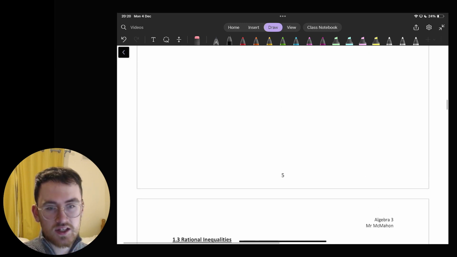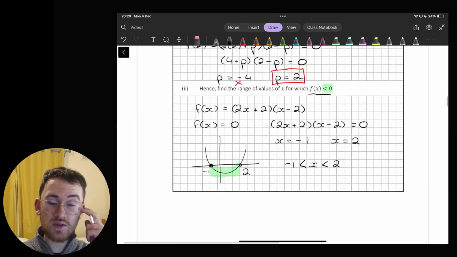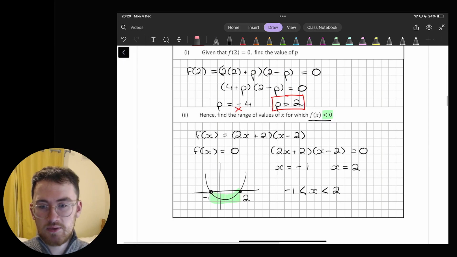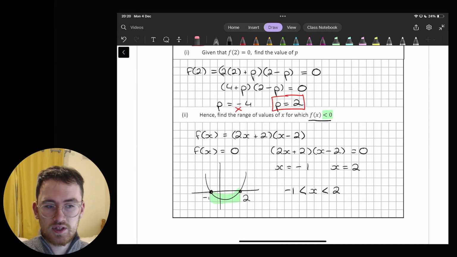Let's just see. Okay, so we've no more questions on the quadratic ones. What I'll do is maybe we'll do the rational ones in a separate video then, just to build on what we're doing here in the quadratic ones.